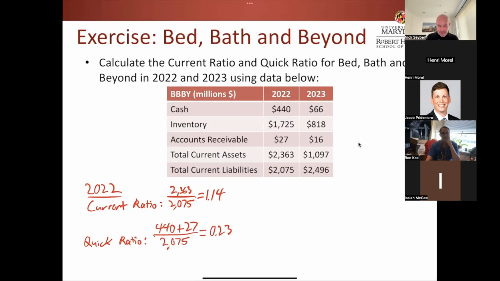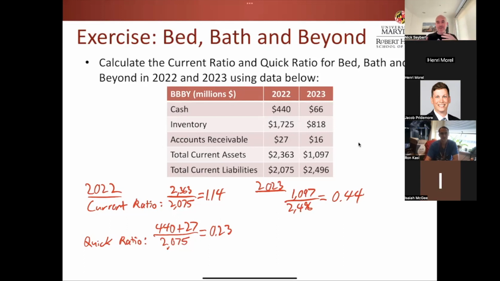Well, let's look at what happened. Should we have been worried or not? Let's move to the future. The current ratio in 2023 is 1097 divided by 2496. So the current ratio this most recent year is down to 0.44. So even including the inventory, they can't even meet half of their current liabilities in 2023, right? They're at 44%.